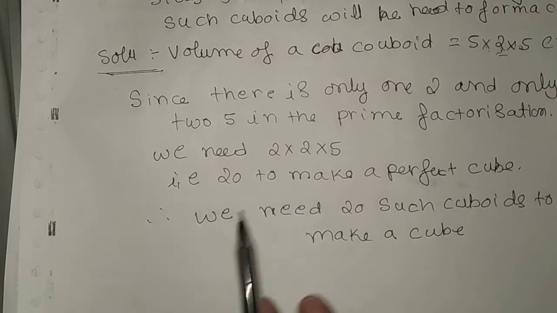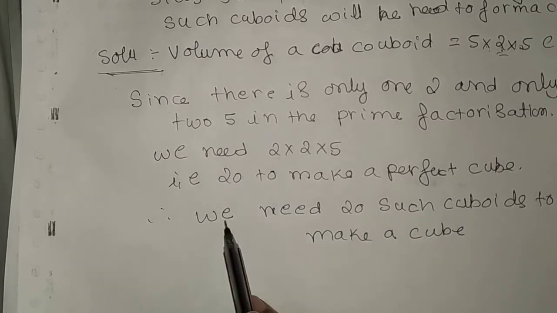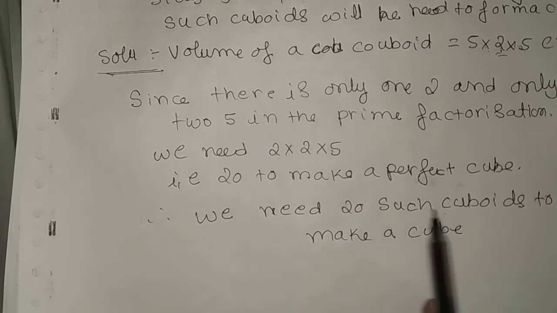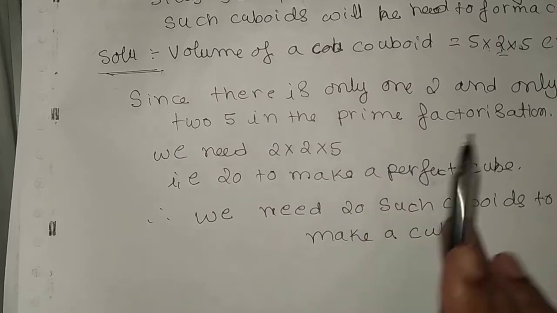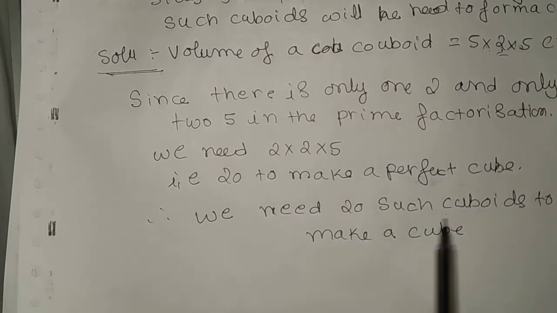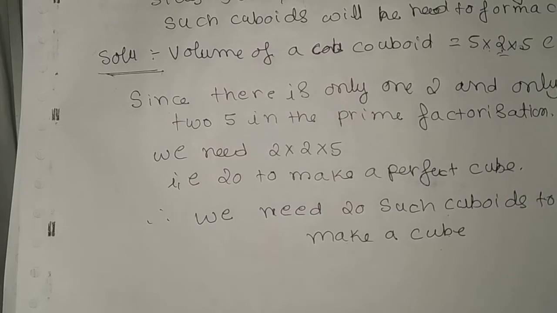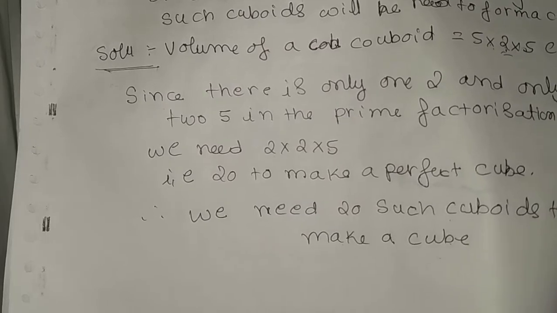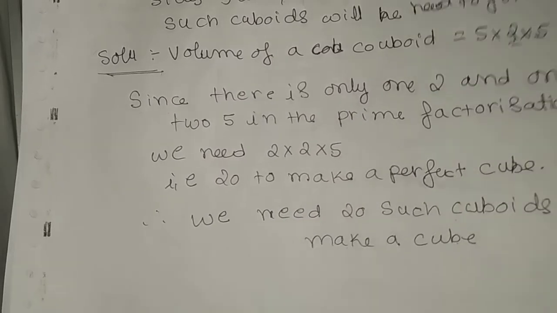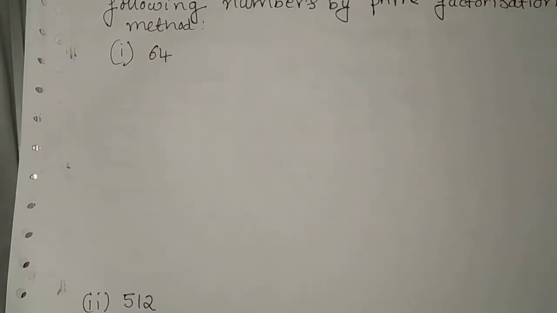So we need 20. You can write: Parikshit needs 20 such cuboids to make a cube. So 20 such cuboids are needed to make a perfect cube. So this is the solution for this problem. That is question 4. We move on to the next question. This completes the 7.1 exercise.